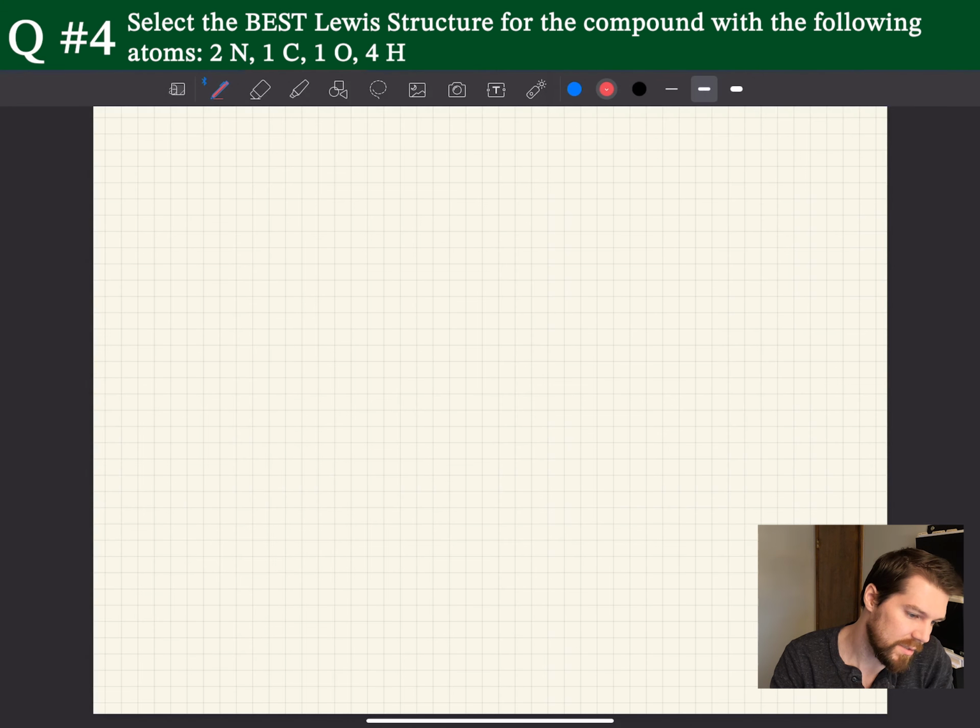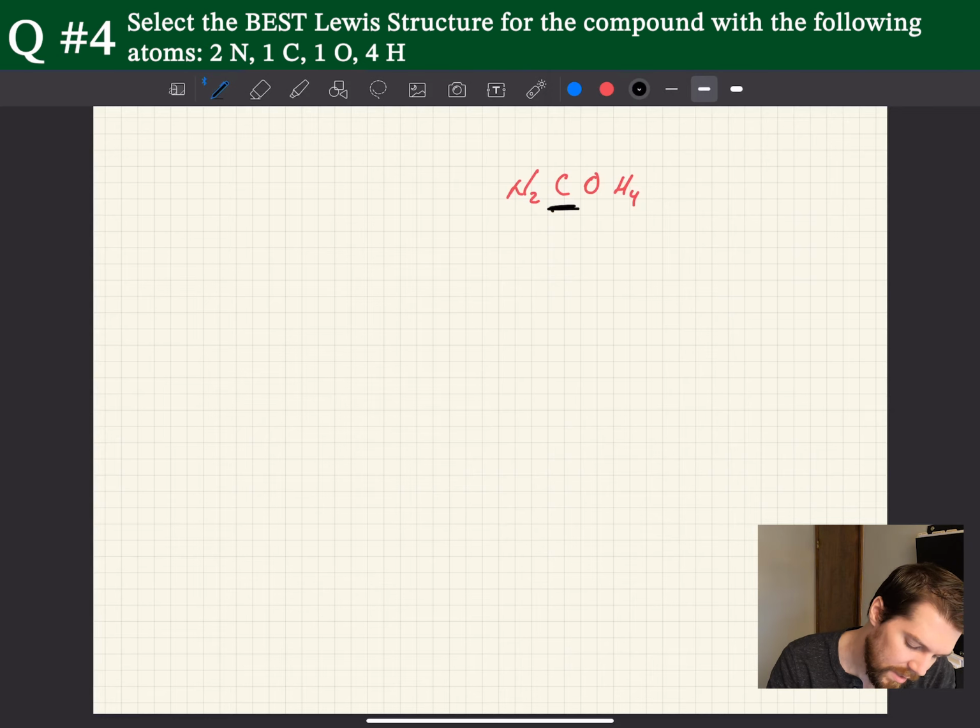Number 4, select the best Lewis structure for the compound with the following atoms. So we have 2 nitrogens, we have 1 carbon, 1 oxygen, and 4 hydrogens. All right, so in this case, all I'm going to do is just build a Lewis structure based on what we know about how these atoms like to operate. Just looking at them, carbon is the least electronegative and prefers the most bonds. So I'm going to just slap that right in the middle.